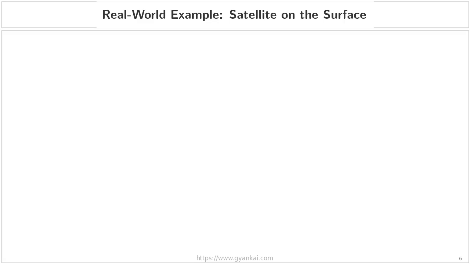Real-world example, satellite on the surface. Now, let's move on to our second real-world scenario to further illustrate this concept. Imagine, instead of being buried deep inside the planet as we discussed in the previous slide, our satellite is now resting directly on the surface of the planet. In this case, the satellite is positioned exactly on the circumference of our circle.